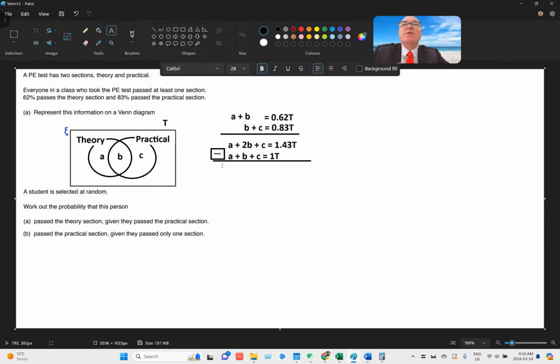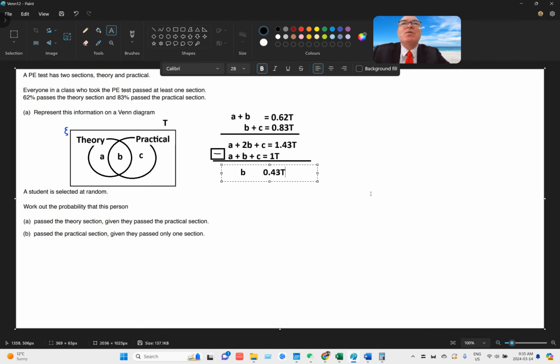Okay? So when I do this, I get A take away A is no A's. 2B take away B is just a B. C take away C is no C's. 1.43 take away 1 is 0.43T. All right, well, that's good news. That tells us that 43% of the total passed everything. What's the question here? Work out the probability that this person, if I choose somebody at random, passed the theory section given that they pass the practical section.